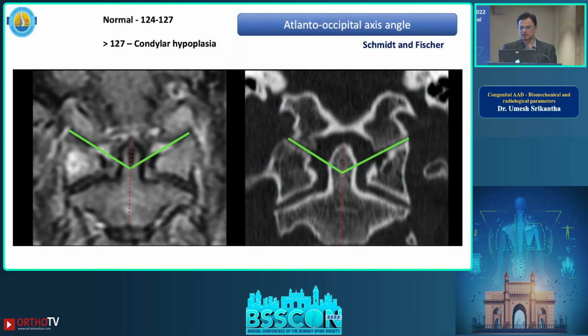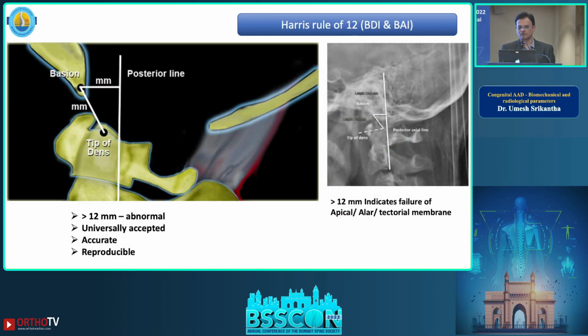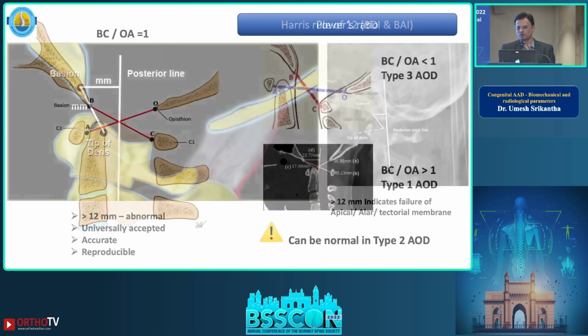Coming to the atlas and the relations between the atlas and the occiput, the atlanto-occipital axis angle is one of the important ones, where usually the angle is around 124 to 127. In condylar hypoplasias, this angle can be more than 127 because of the flat nature of the joints, of the occipito-cervical joint space. Perhaps the most important measure in atlanto-occipital relationships is the Harris rule of 12, where the distance between the tip of the basion and the posterior axial line, that is the BI and BDI, both should be less than 12. So this is the rule of 12 that is measured.